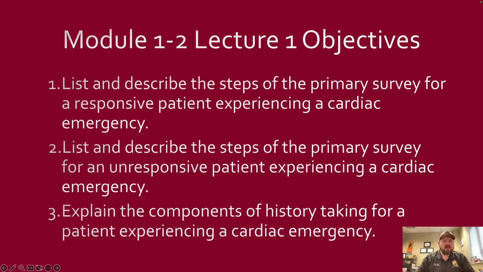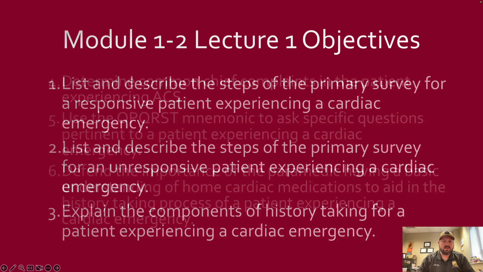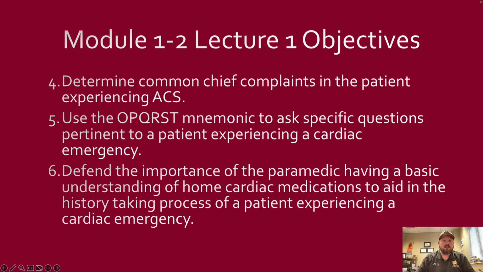2. List and describe the steps of the primary survey for an unresponsive patient experiencing a cardiac emergency. 3. Explain the components of history taking for a patient experiencing a cardiac emergency. 4. Determine common chief complaints in the patient experiencing ACS. 5. Use the OPQRST mnemonic to ask specific questions pertinent to a patient experiencing a cardiac emergency.